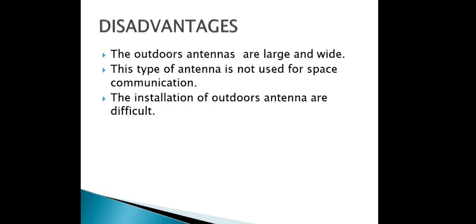And the disadvantage is that outdoor antennas are large and wide. They are very big structures. This type of antenna is not used for space communication, because it is used only for particular TV antennas, and the installation of outdoor antennas is very difficult. This is about the dipole antenna, and we need to know that there is an input impedance problem in this. The input impedance should be increased by using the folded dipole antenna at the feed point, so that the reactance part is increased.